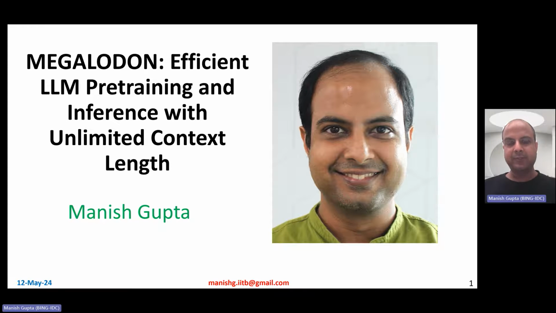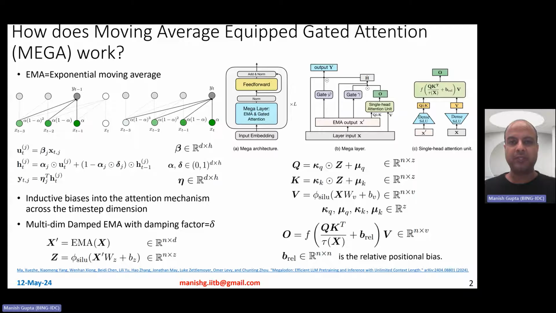Hi, my name is Manish Gupta, and in this video, I'm going to talk about this interesting model called Megalodon, which is about efficient large language model pre-training and inference with unlimited context length. So the question is, how do you achieve a transformer model, a large language model, which has a very huge context length? So you don't need to worry about the size of your document and so on, just feed whatever size.